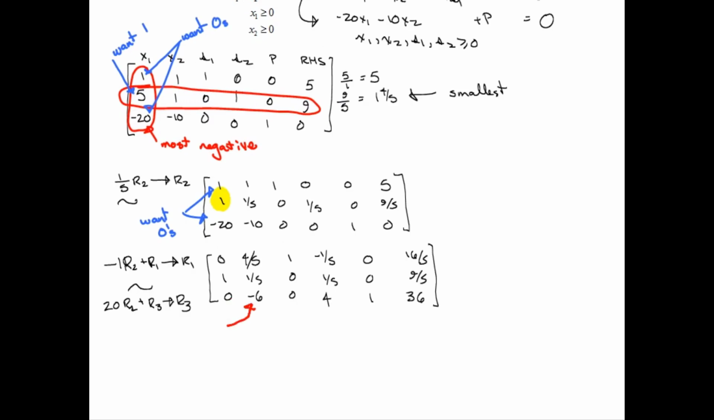So here we look for the most negative on the bottom row. That tells me which column is my pivot column. Then I come to the other side and I calculate my quotients. So here I will have 16/5, which I'll divide by 4/5, which will give me 16/4, which is 4. Then in the second row I have 9/5 divided by 1/5, which is 9/1, or 9. We're going to choose the smallest, so this will be that first row.